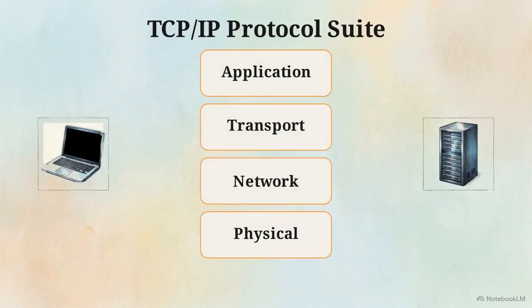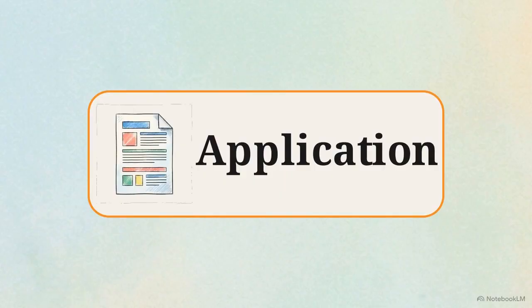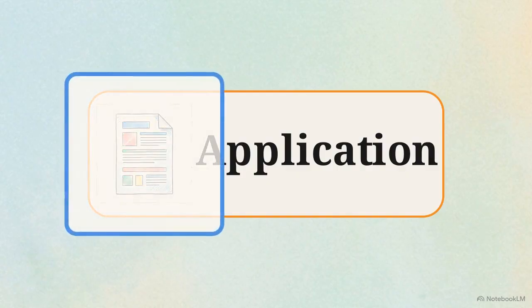To understand how this works, we will trace a file's journey top-down through these four specific layers. We start at the software level with the application layer, move down through transport and network, and finally end up at the physical cables. Networking requires a rigid, step-by-step packaging process. Long before a single piece of data ever touches a copper wire, it has to be wrapped and labeled in a specific order.